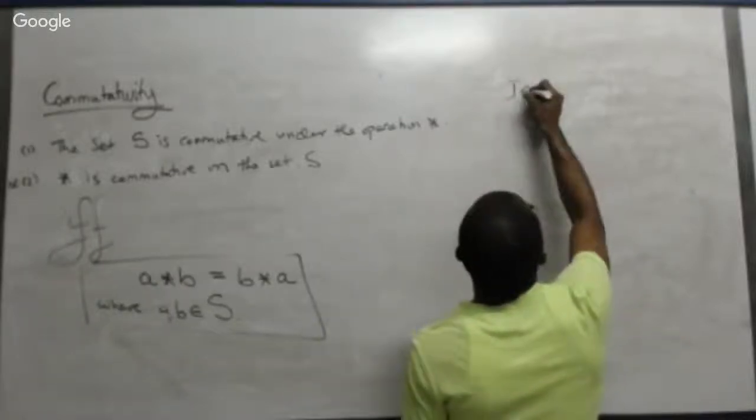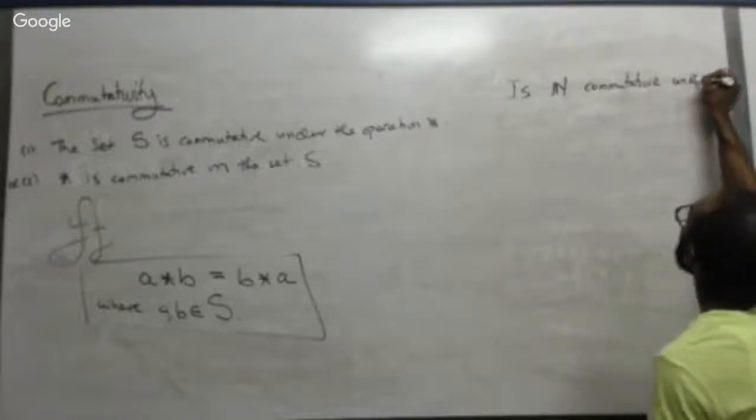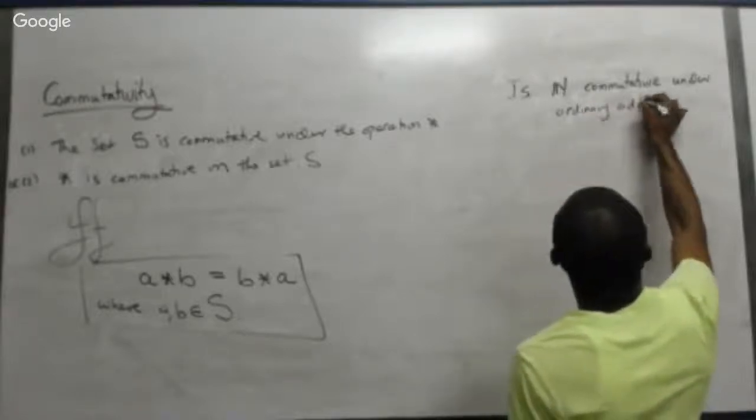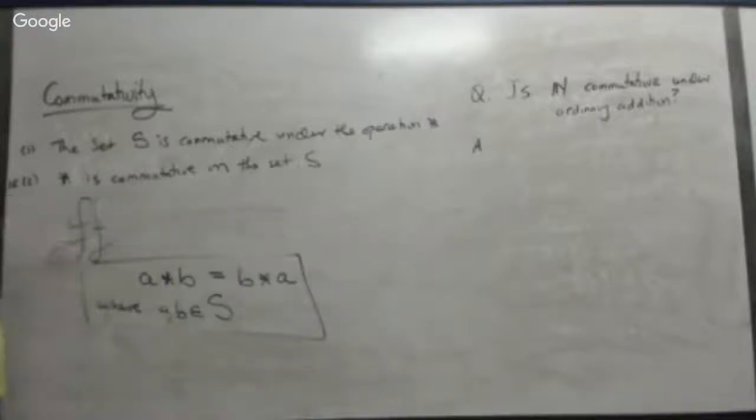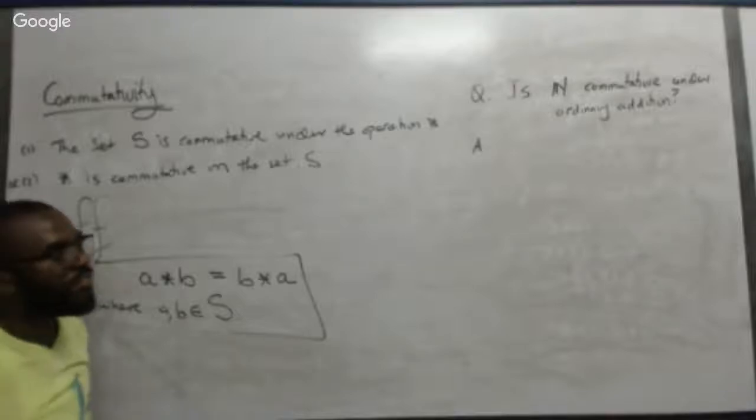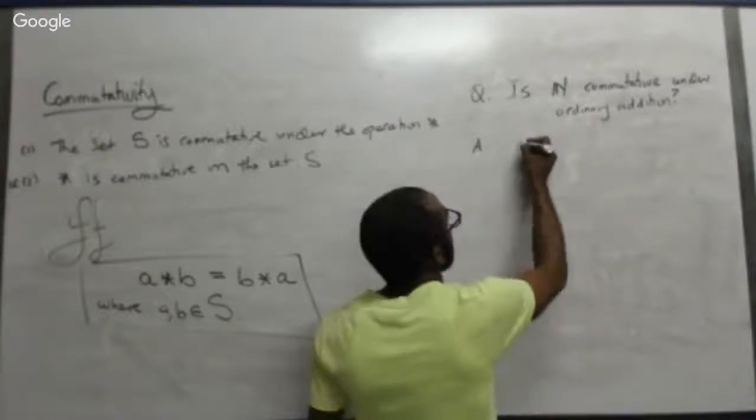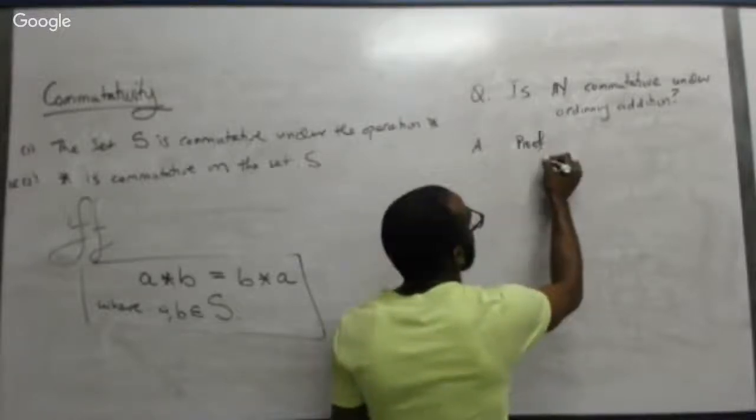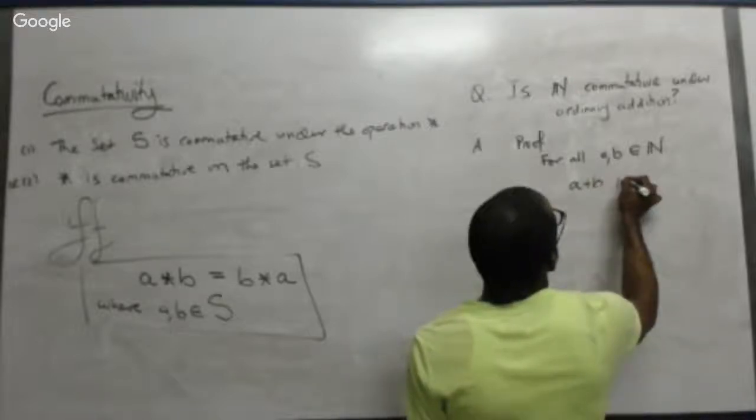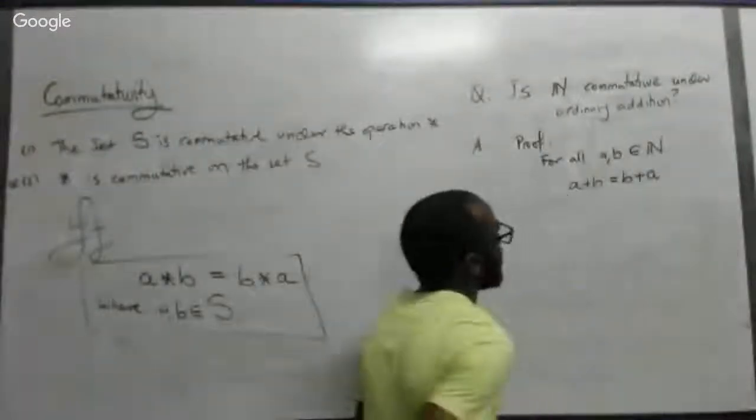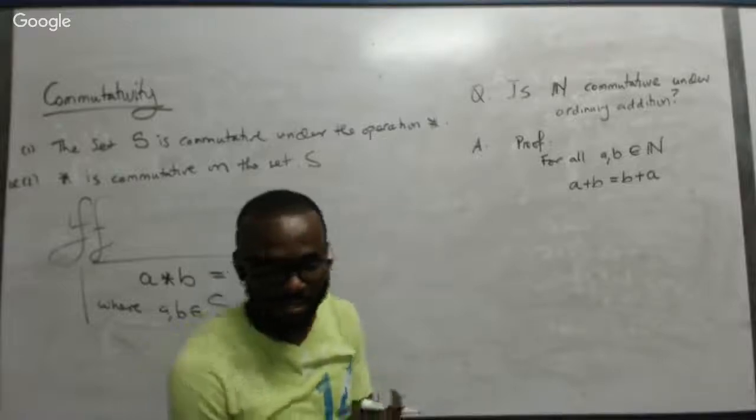The question is again: are natural numbers commutative under ordinary addition? Yes? No? I think it is. Yes. Because if I add two natural numbers, I will get another natural number. The proof would be, literally, for all A and B in natural numbers, A plus B is equal to B plus A. Why? Because it doesn't matter which one I add first. That makes sense? That's the flip around rule for commutative, right?